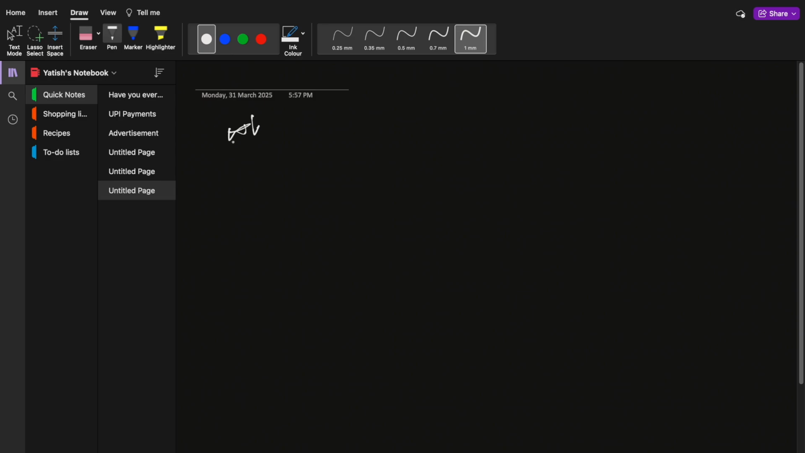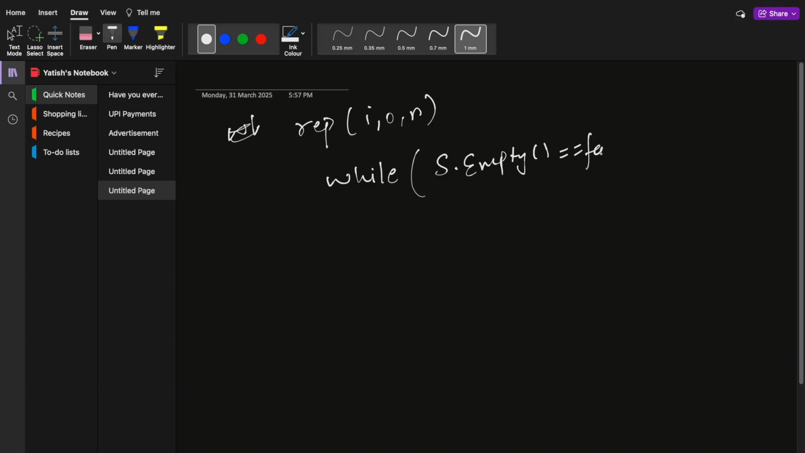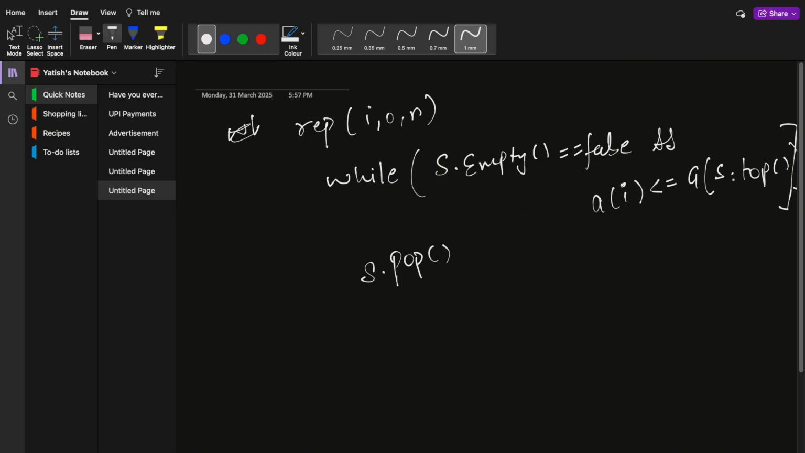So we would be traversing for each i from 0 to n, and then we'll be writing while s.empty equal to false and a of i is less than or equal to a of s.top. In the stack we would be storing the indices, and then we would be using those indices. Till then we would be popping the topmost element, as the topmost element is greater than a of i, so we have to pop that.